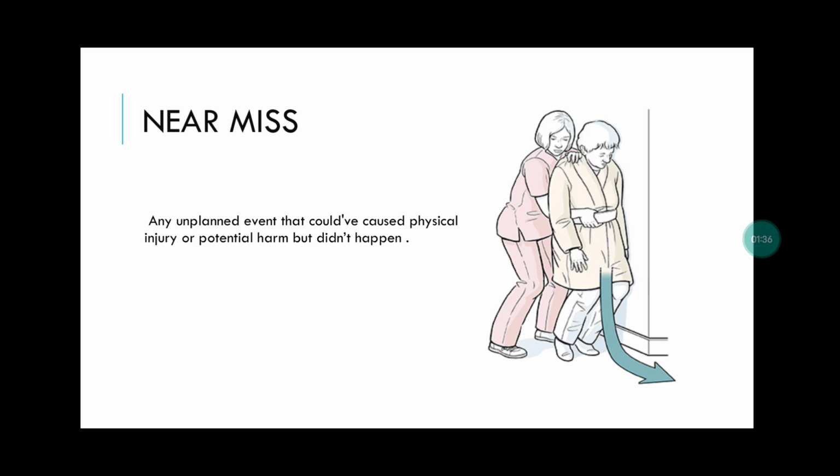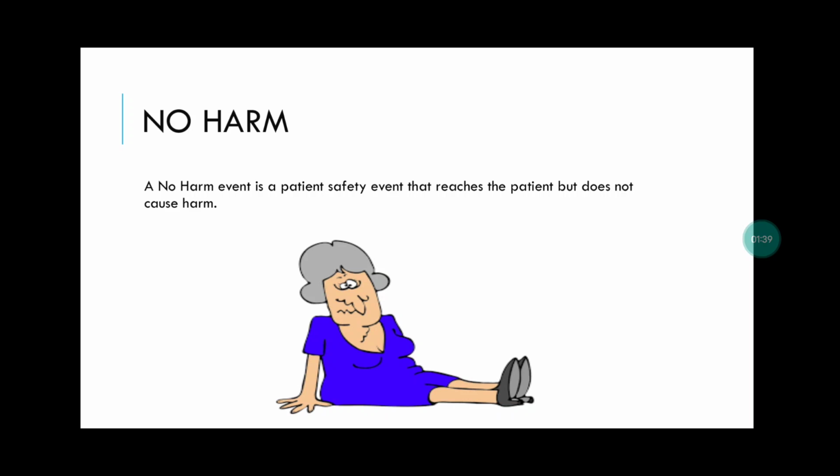The next one is no harm. A no harm event is a patient safety event that reaches the patient but does not cause harm. For example, the patient fell down, but luckily she held the grab bar and sat on the floor. Nothing happened to her. The incident happened, but there is no harm. So this comes under no harm.